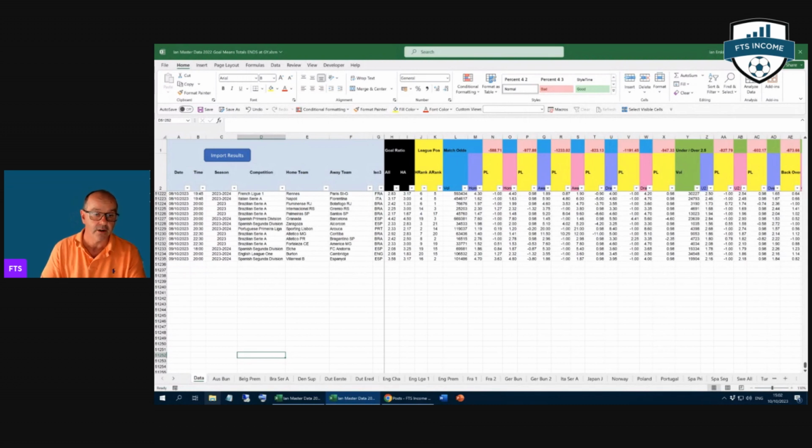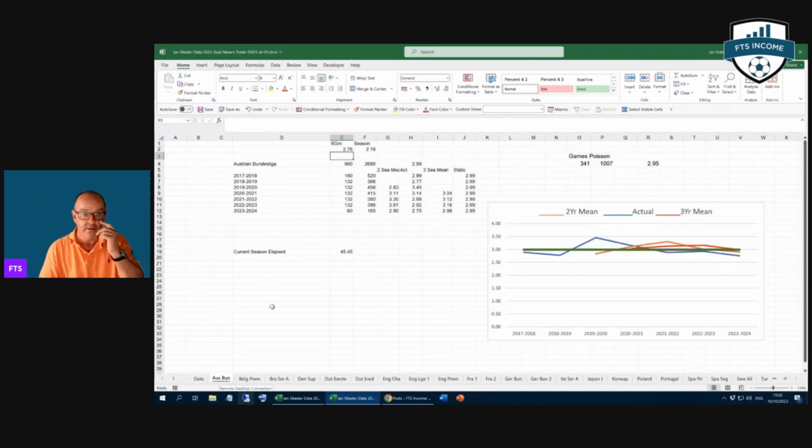So I have the data, and then I've just built a sheet linked to each page of data. So every sheet is exactly the same as this. I'll just talk you through it. So this is the Austrian Bundesliga sheet. It tells me how much of the current season has gone so far. It's got all the games on a season by season basis.